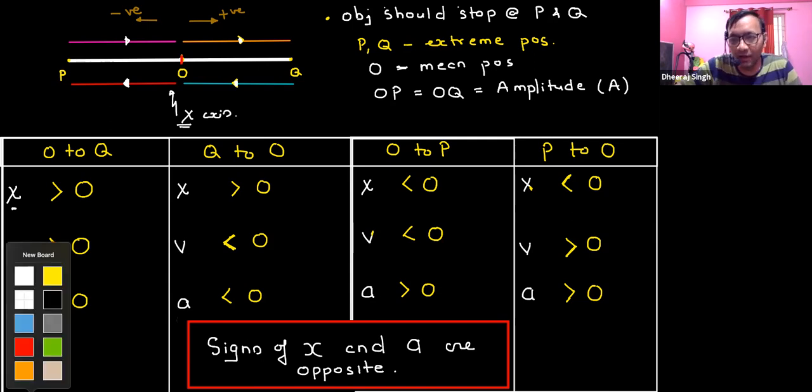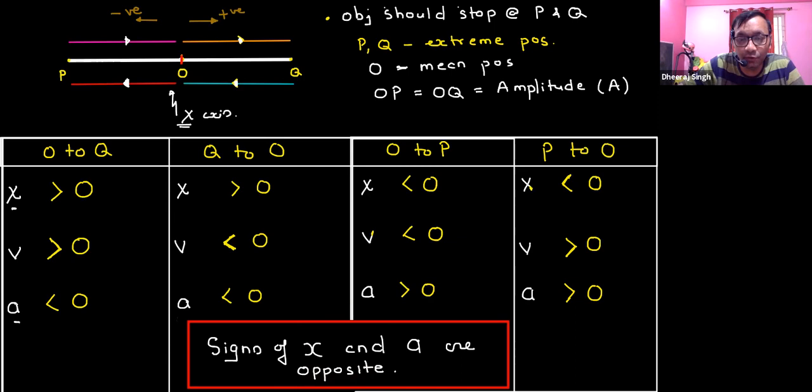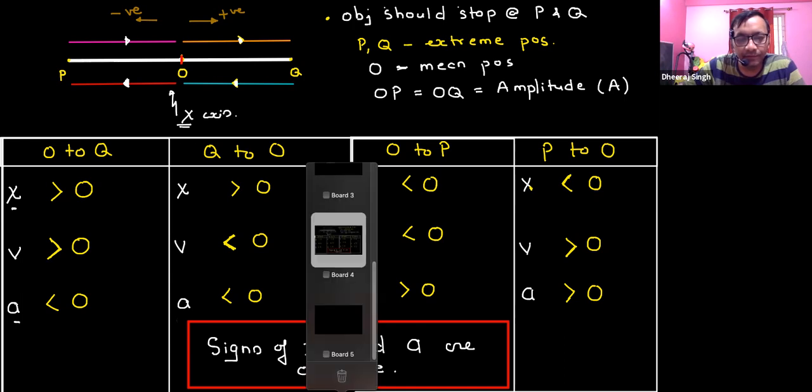Now, if A and X are of opposite sign, can we say that V and X have the same sign while moving away from the mean position? Yeah, you can say that, but that's not a pattern, right? The bigger pattern is this: X and A are of opposite sign. That is so true. But when you say that V and X have the same sign while moving away from it, that becomes more specific to one kind of movement inside the SHM. It is not a pattern.